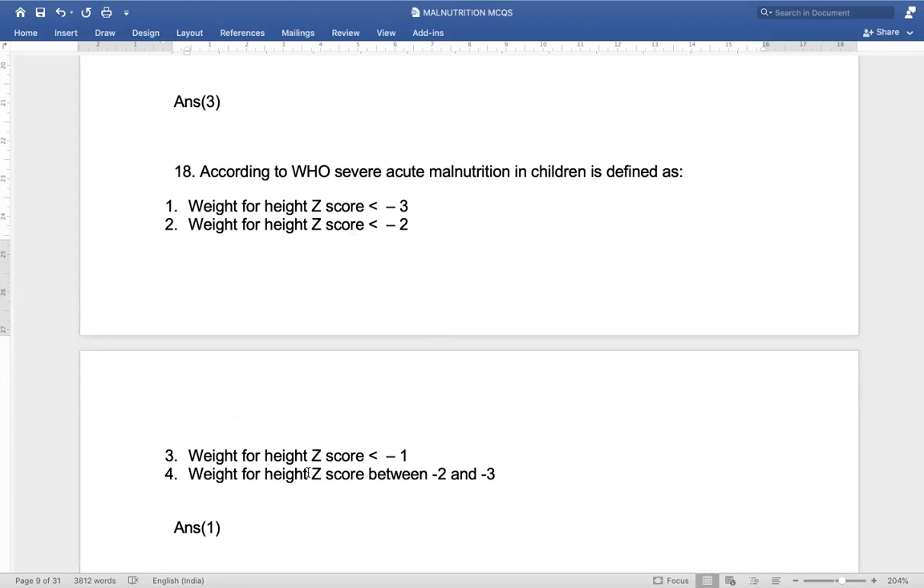Other questions: WHO severe acute malnutrition is defined as. The first thing you should know is whether all things are weight for height only. Definitely all things are weight for height. Next, you have to search for the right answer, which you already know.